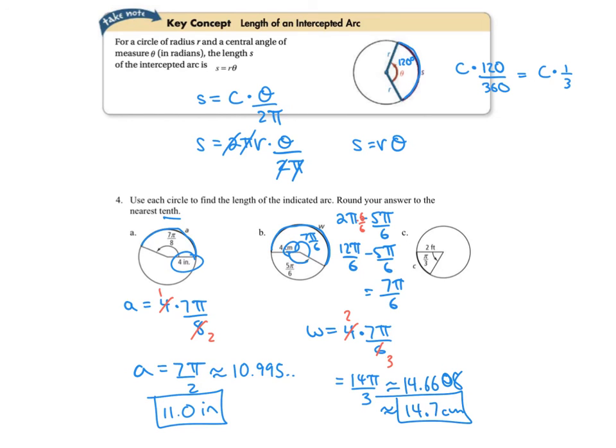Okay, and then the last example, this one's not as bad as the last one because the angle given is the one we need. So we're going to do C, which is this intercepted arc, is the radius, 2, times the angle theta, pi over 3, and we end up with 2 pi over 3, which is about 2.0944 according to my calculator. So rounded to the nearest tenth, about 2.1 feet.